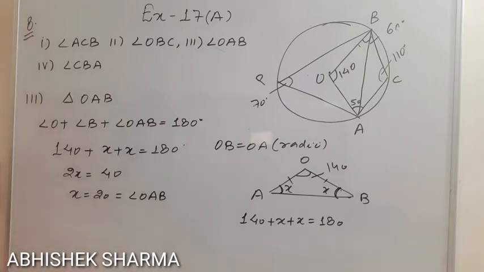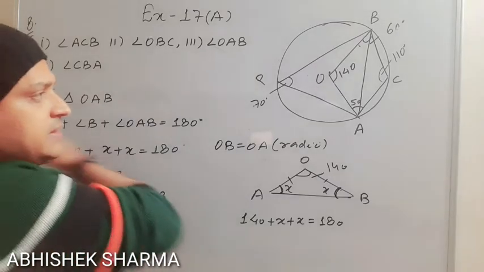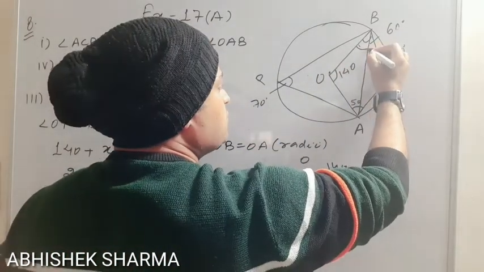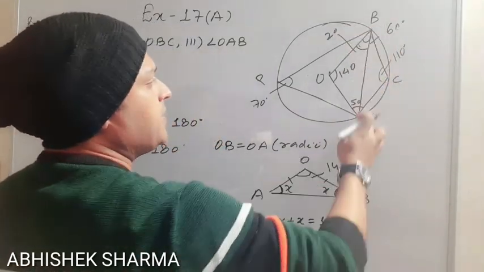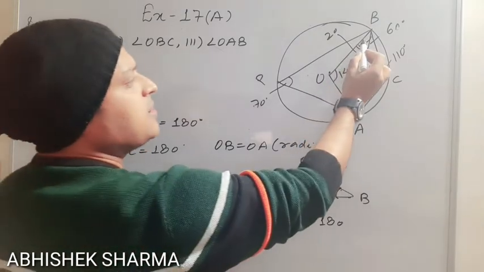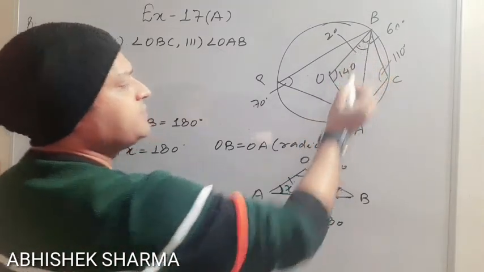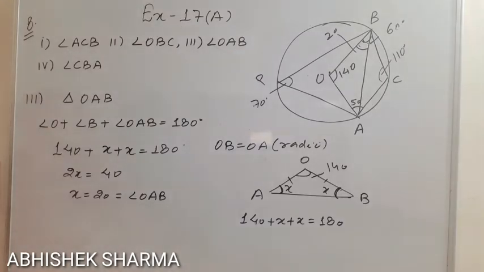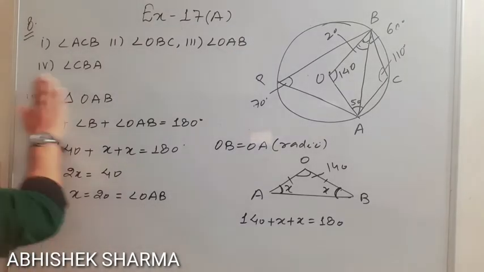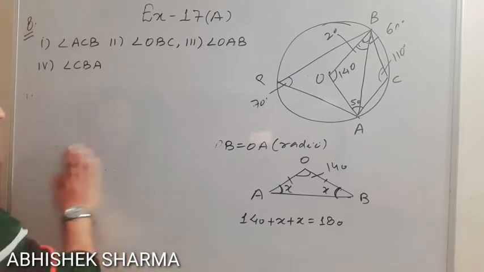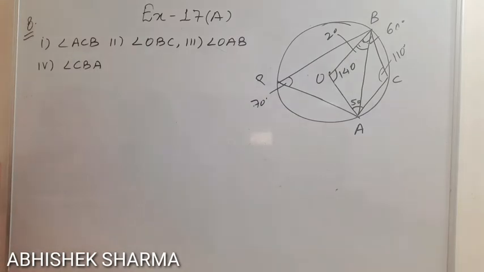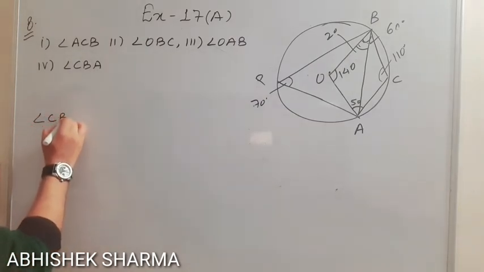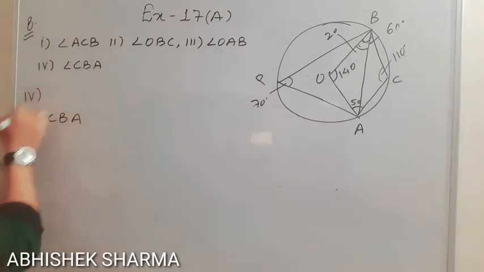Understood? Now we are moving to angle CBA. Child, what answer has come for this one? 20 has come. Now they are asking to calculate CBA. Are you seeing this complete angle? This complete angle is 60 and almost half of the angle is 20, right? So if you want to calculate CBA, how will you calculate? This is the fourth part we are doing, CBA.